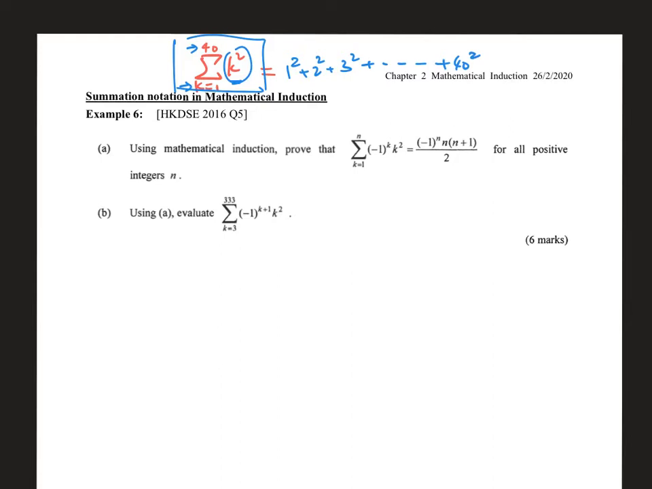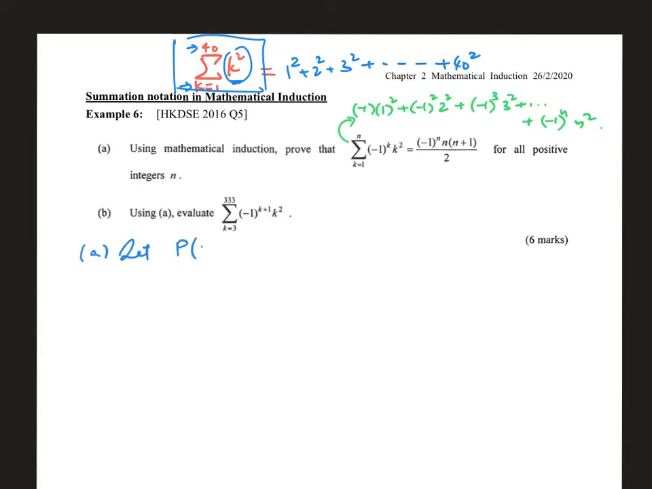Now when you want to deal with a question with summation sign, one of my suggestions is don't look at the summation sign itself, but try to write down the terms explicitly. When k is 1, you have minus 1 and 1 square. Next you have minus 1 square, k is 2 square. Next term is minus 1 cube, 3 square, and so on, until the last term is minus 1 to the power n square over there. With this, it helps you to understand the question in a better way.